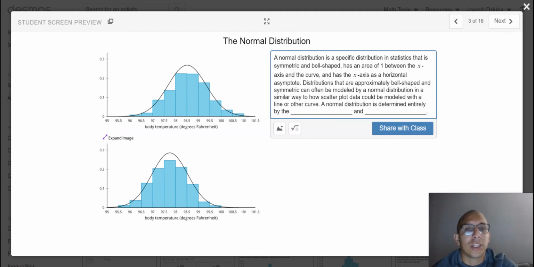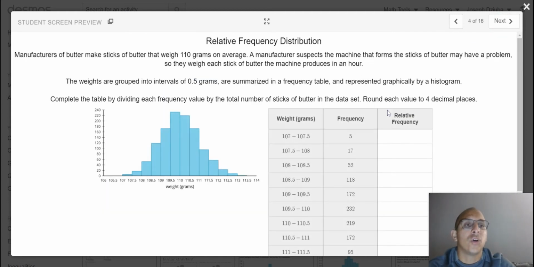Distributions that are approximately bell-shaped and symmetric can often be modeled by a normal distribution in a similar way to how scatterplot data could be modeled with a line or other curve. A normal distribution is determined entirely by the mean and standard deviation for a set of data. That's what determines how the data is spread out about the mean. And the apex of the curve would be the location of the mean or the average.